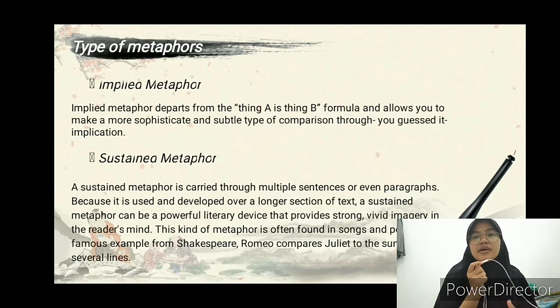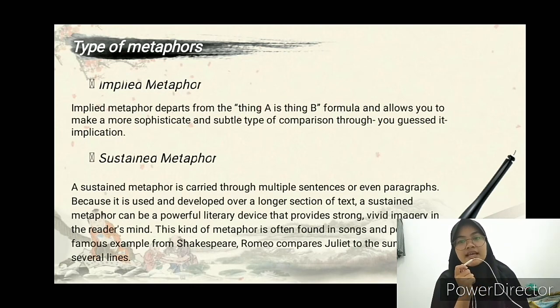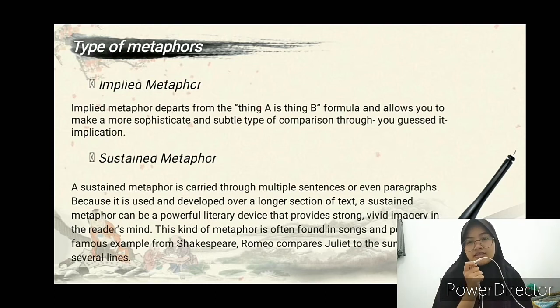This metaphor departs from the "thing A is thing B" formula and allows you to make a more sophisticated and subtle type of comparison through, you get it, implication. Second is sustained metaphor. A sustained metaphor is carried through multiple sentences or even paragraphs because it is used and developed over a larger section of text.